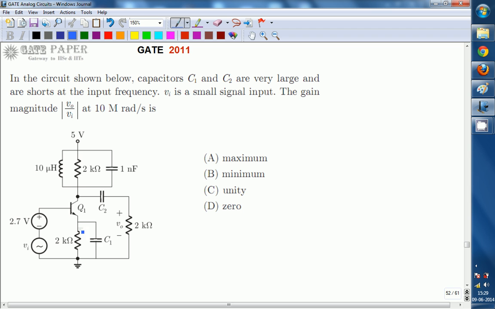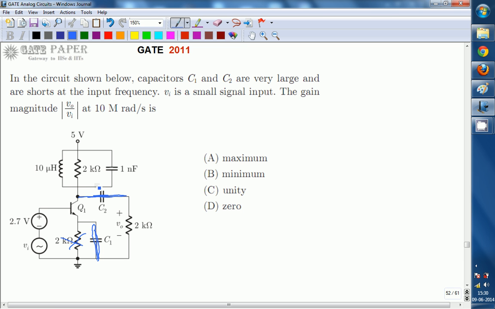C1 and C2 are given as short circuits. They are very large such that they are acting as short circuits. So whenever C1 is acting as a short circuit, the effect of this 2 kilo ohm resistor is going to be ignored. That is, the effect of 2 kilo ohm is bypassed through C1, and C2 is shorted, so the voltage across the 2 kilo ohm is directly connected across the collector of Q1. The collector of Q1 and the 2 kilo ohm are now shorted.